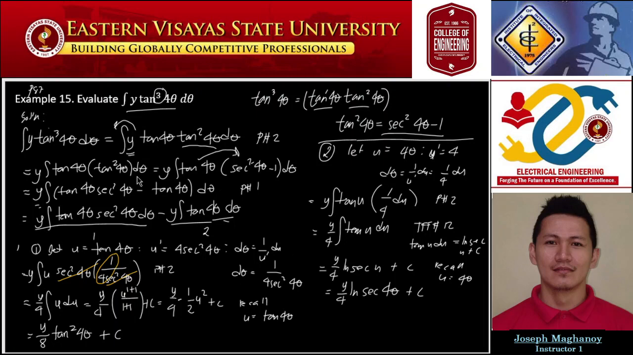Now we need to combine our answer for first term and second term. So if we're going to rewrite our final answer, that would be y over 8 tangent squared 4 theta minus, that's the answer for our second term, y over 4 ln secant 4 theta plus both constants, we combine all into one arbitrary constant. So this is your final answer for your example number 15. y over 8 tangent squared 4 theta minus y over 4 ln of secant 4 theta plus c.